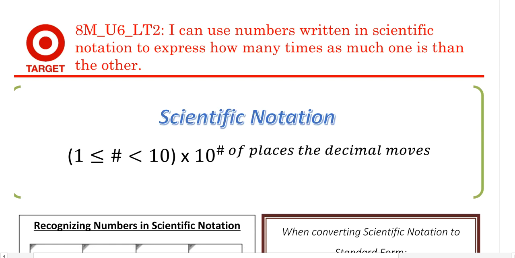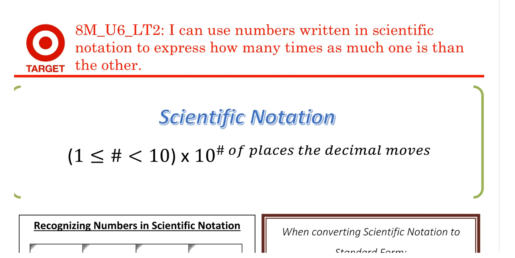Scientific notation is a method that we use to write very large numbers and very small numbers so that we're not writing 20 zeros or 30 zeros when we're talking about distances or anything else that might use very, very large numbers and very, very small numbers.